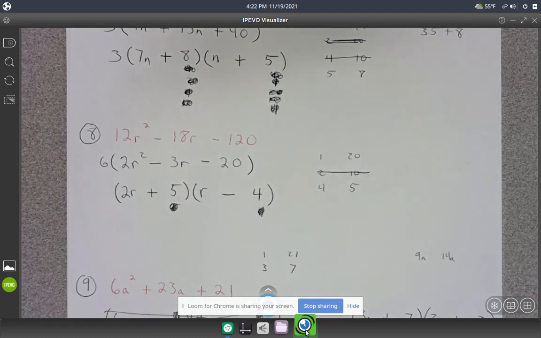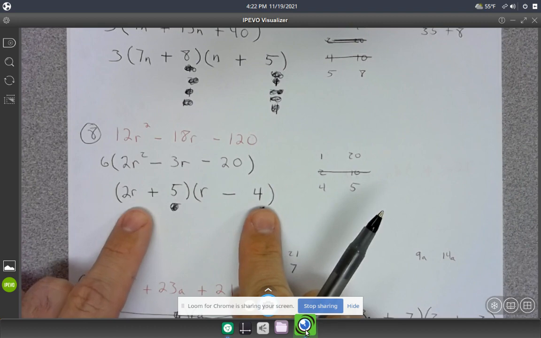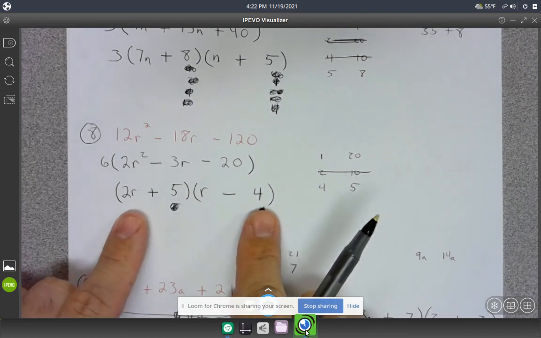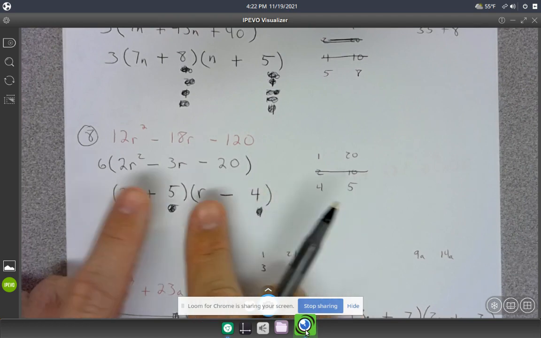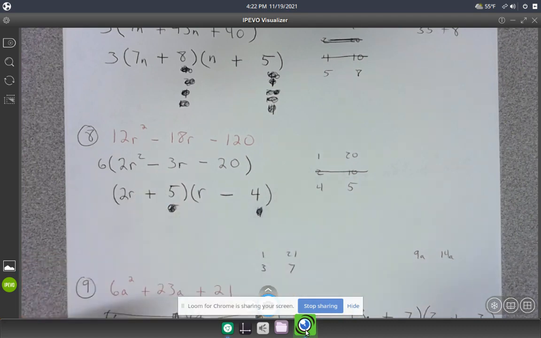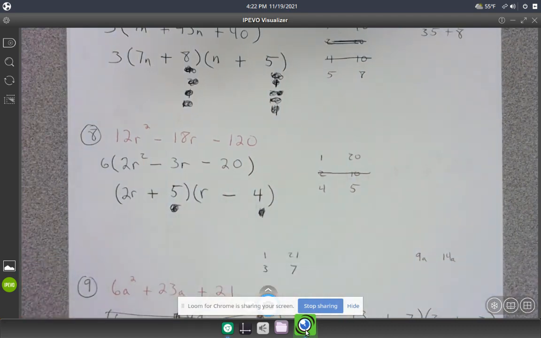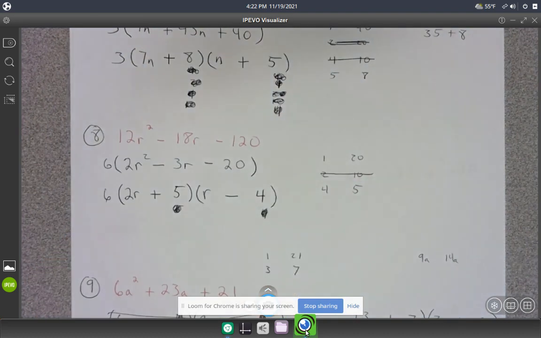All right, always double check your signs. Like if you actually multiplied this thing out, this is where most of the errors are coming from, I'm noticing. Make sure that you get a negative 8 and a positive 5, and that gives you a negative 3 in the middle. Okay, because if you had the sign switched, you would get a positive 3r. All right, that's it. We'll do some more next time.